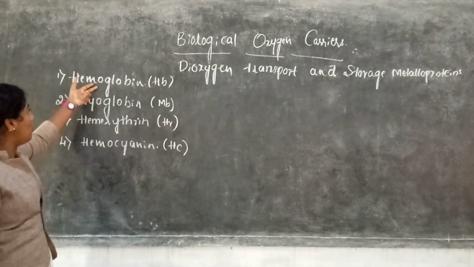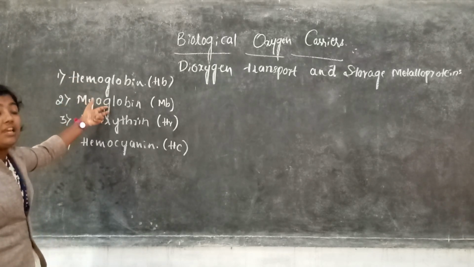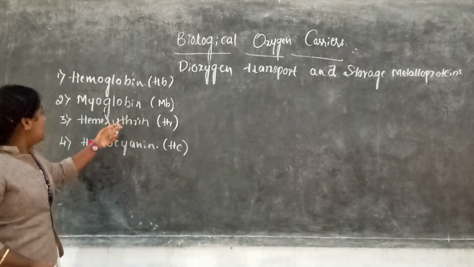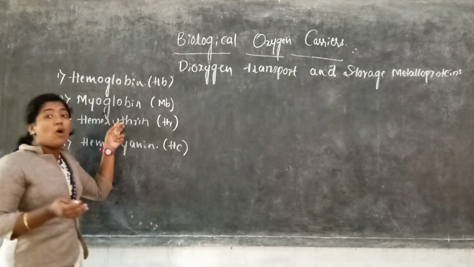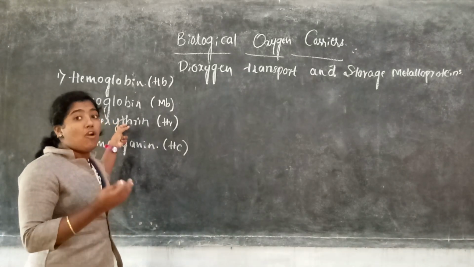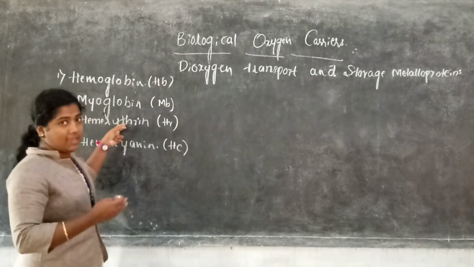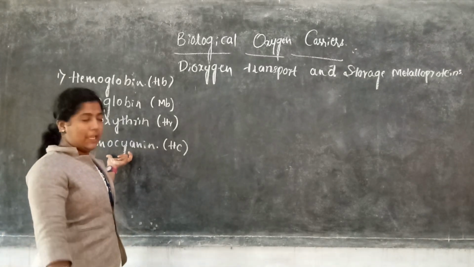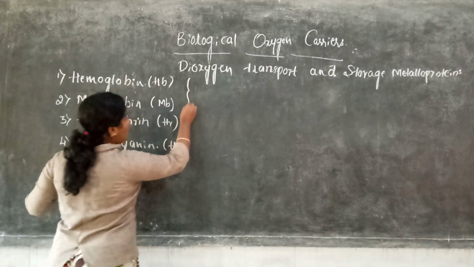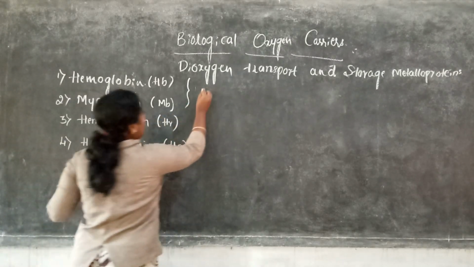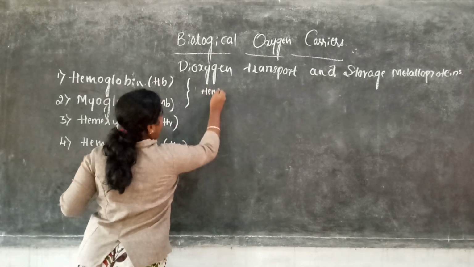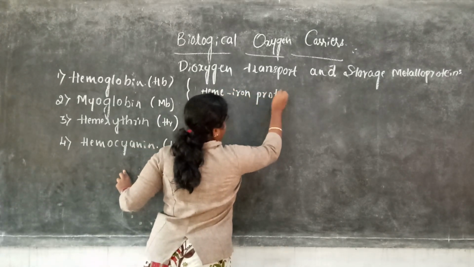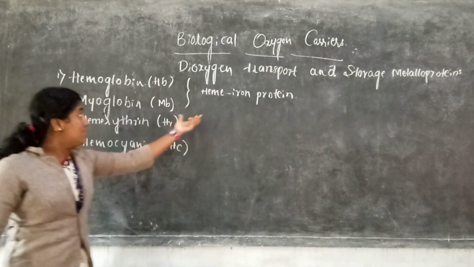Here, hemoglobin and myoglobin are found in large organisms like mammals and invertebrates. Hemerythrin is found in small organisms, used as an oxygen transport carrier. Then hemocyanin is a copper containing non-heme protein. Both hemoglobin and myoglobin are heme iron proteins. Okay. It contains heme group.